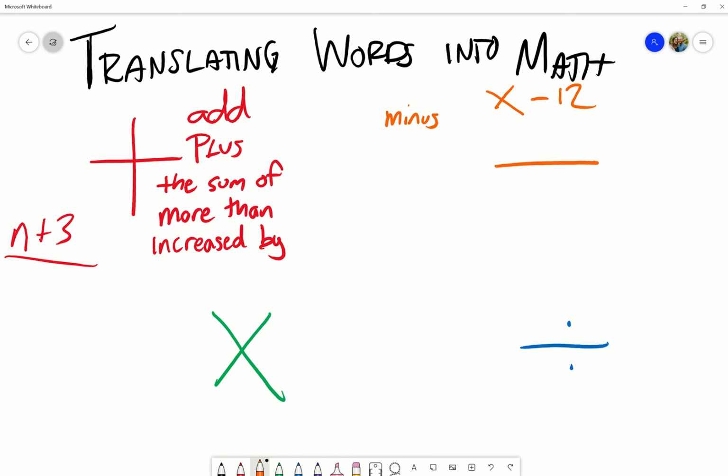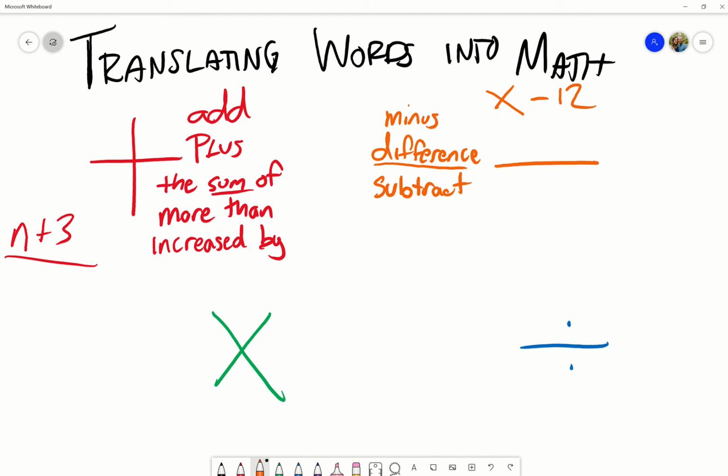This could be the difference of x and 12. I'm going to underline sum and underline difference. Those are our really good mathy words that help us know that a problem is subtraction. The difference of x and 12, we could say this is subtract. In this problem, we subtract 12 from x. This is a backwards one, but I'm starting with x and I'm subtracting 12 from it. So I would say I subtract 12 from x.